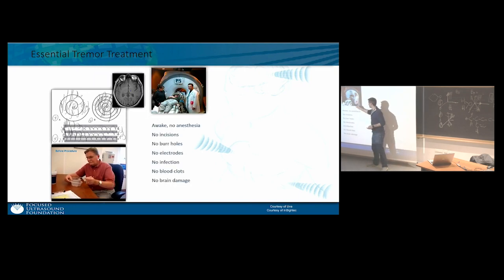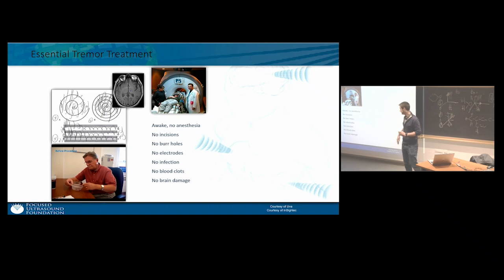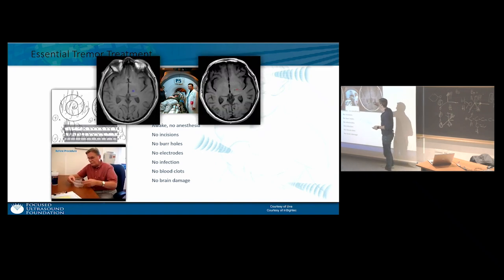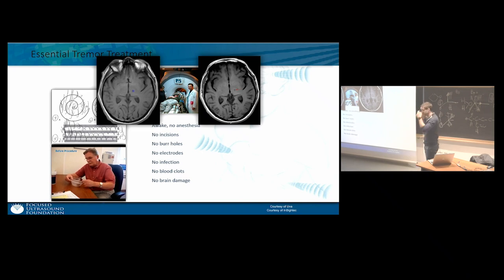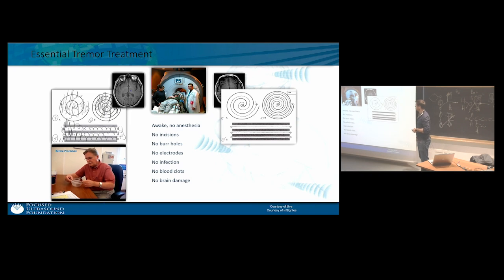So then the patient is going under the MR, so he's awake, absolutely no anesthesia, no incision, no holes, no electrode, no infection, no blood clots, no brain damage, nothing. Now this is the image after the therapy, so you can see a dark spot here on the MR. That's exactly where they burn the tissue using ultrasound in this famous helmet. And now this is the same example just after the surgery using ultrasound. So you see the patient was able to relay the lines without any problem.